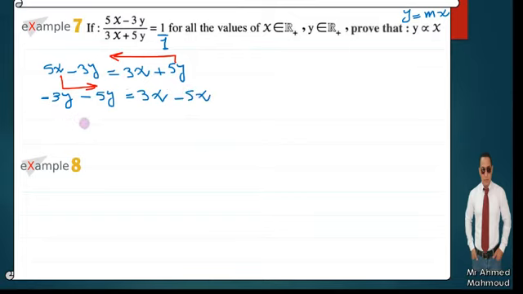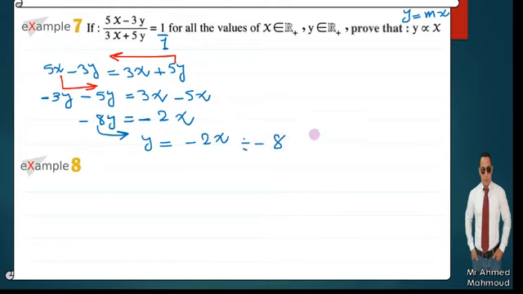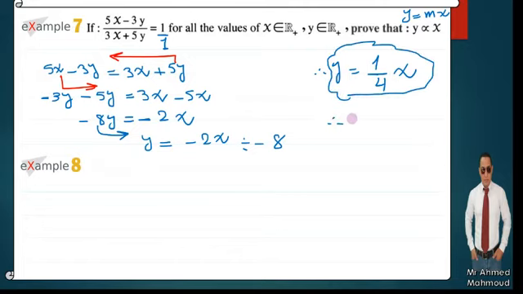Negative 3 minus 5 equals negative 8, so negative 8y equals 3 minus 5, which is negative 2x. I will send negative 8 there to be divided. Y equals negative 2x divided by negative 8. Therefore, y equals negative 2 over negative 8, which equals a quarter, x. This is the relation. Therefore, y varies as x.